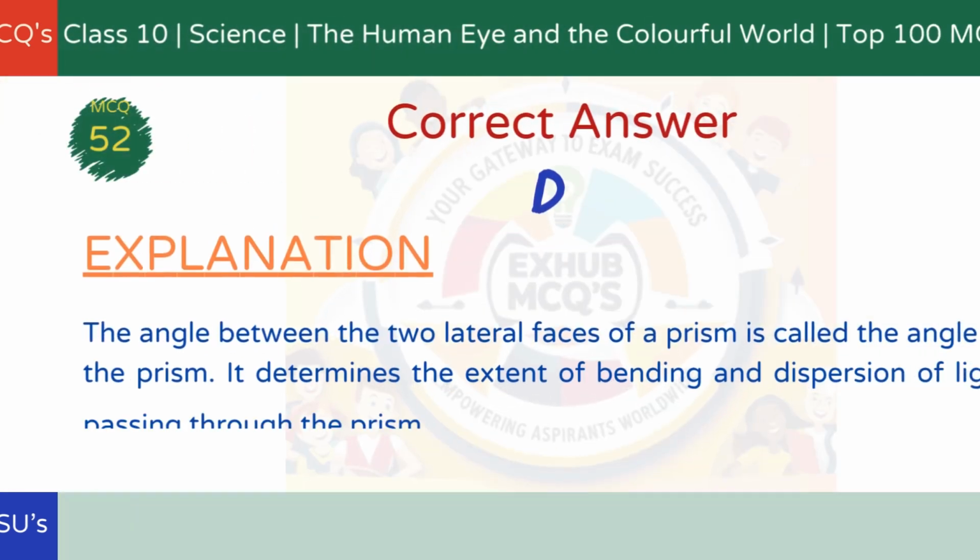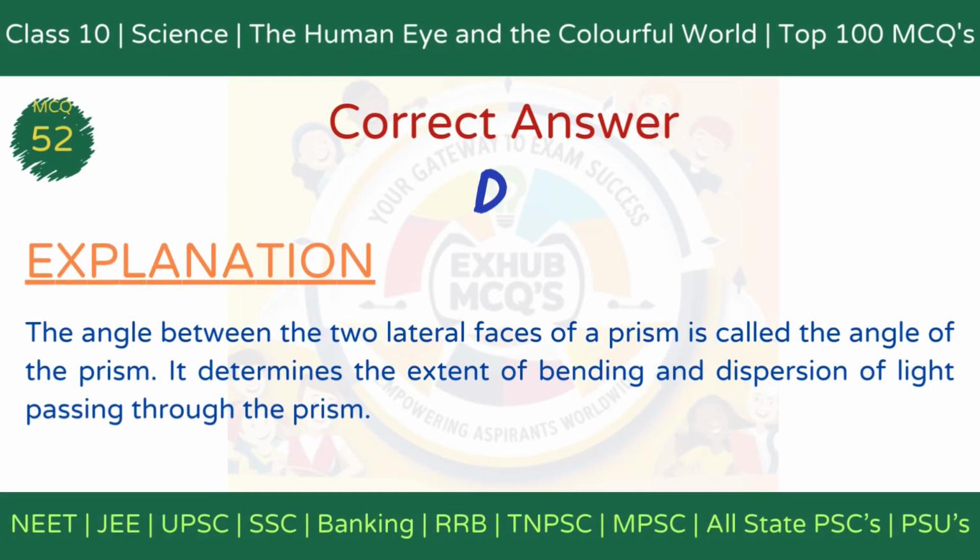The correct answer is option D, angle of the prism. Explanation. The angle between the two lateral faces of a prism is known as the angle of the prism. It plays a critical role in determining how light is refracted and dispersed through the prism.